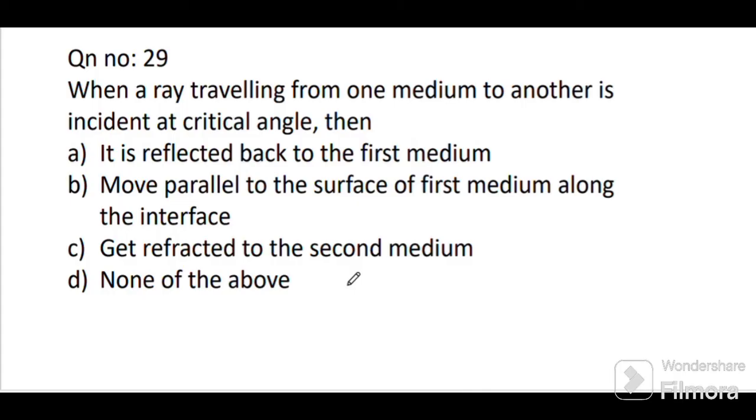When a ray traveling from one medium to another is incident at the critical angle, it is more likely to trace the interface of the two media. So it moves parallel to the surface of the first medium along the interface. That is the answer. So it's option B.